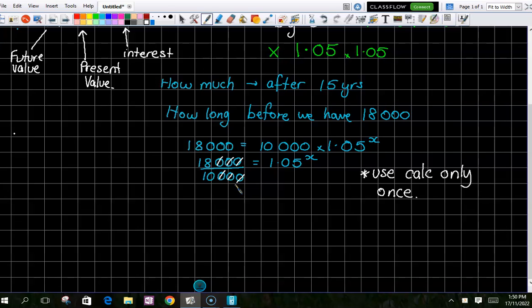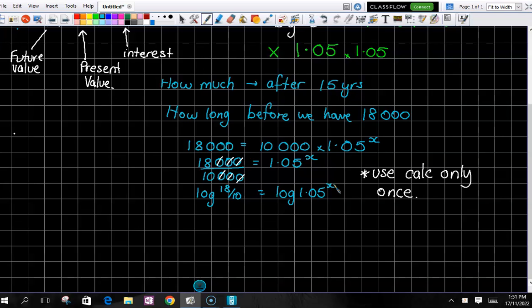So, what happens at this point? I've got something equals 1.05 to the x. What do I have to do? Log it. Log both sides. Right? So we're going to go log 18 over 10 equals log 1.05.